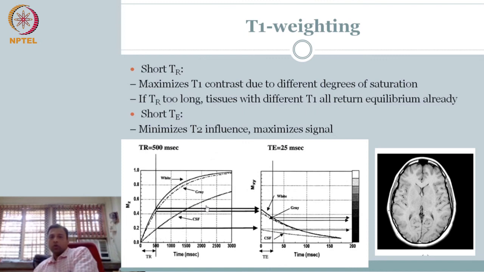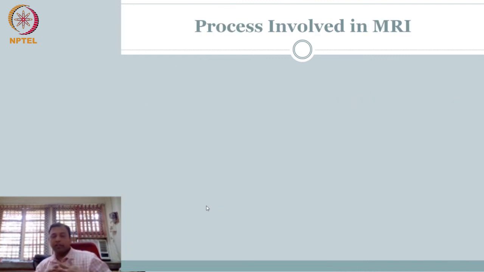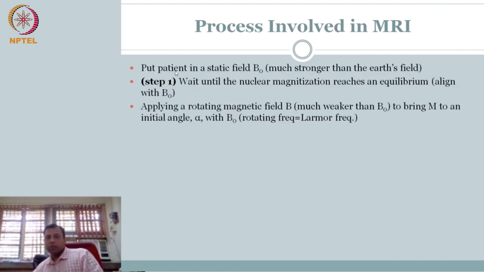So let's summarize, putting everything in the context of what we have covered so far. What is the process involved in MRI? First and foremost, take a sample. We started by putting the patient in the static field, and then you wait until the magnetization reaches equilibrium. Once equilibrium is reached, you apply another magnetic field, but this time a rotating magnetic field, at the Larmor frequency. Once you do this, what happens? You push the magnetization to the floor.